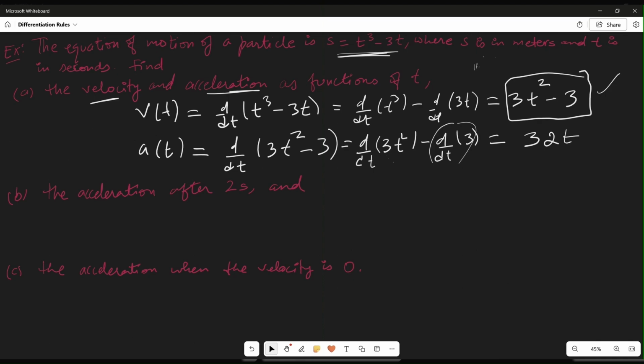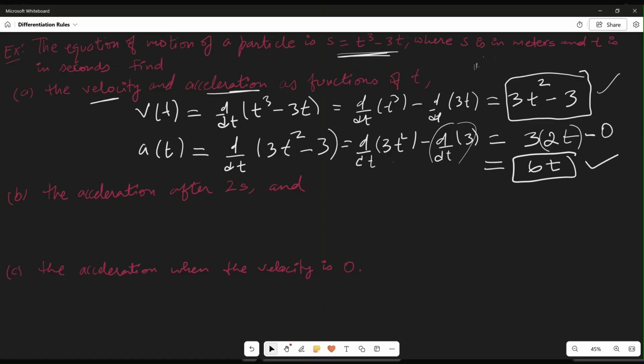So this is going to be 3 times 2t, which is equal, okay, let me just write it down here as well one time. It's minus the derivative of this constant 3. The derivative of 3 is what? 0. So the acceleration as a function of t is 3 times 2, which is 6t only.